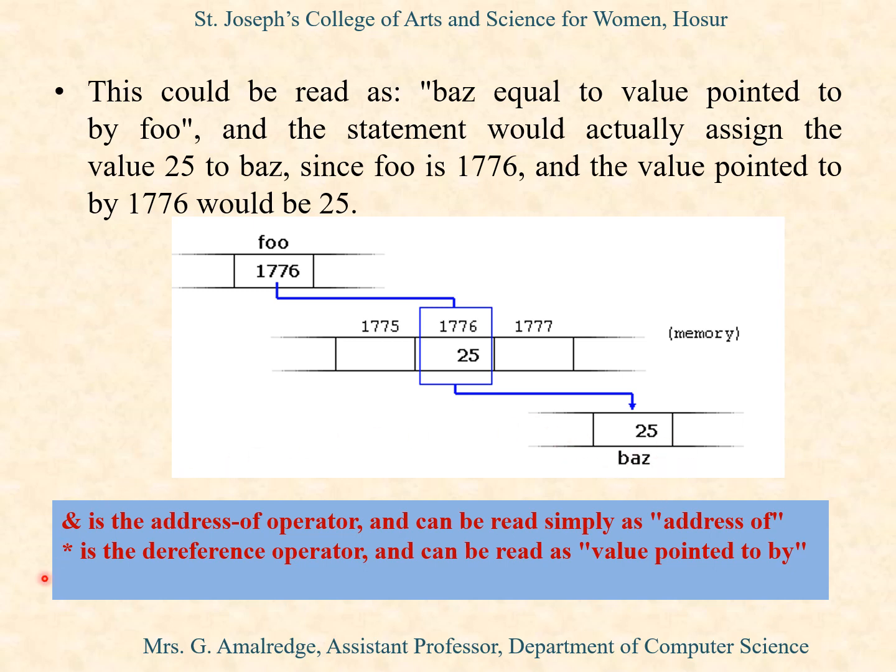Here is an important note on pointers. Ampersand is the address of operator and can be read simply as address of. Asterisk is the dereference operator and can be read as value pointed to by. This is a very important point in pointers.